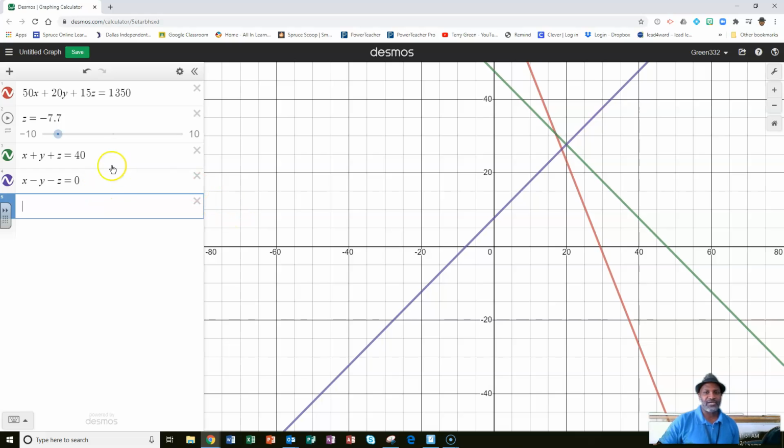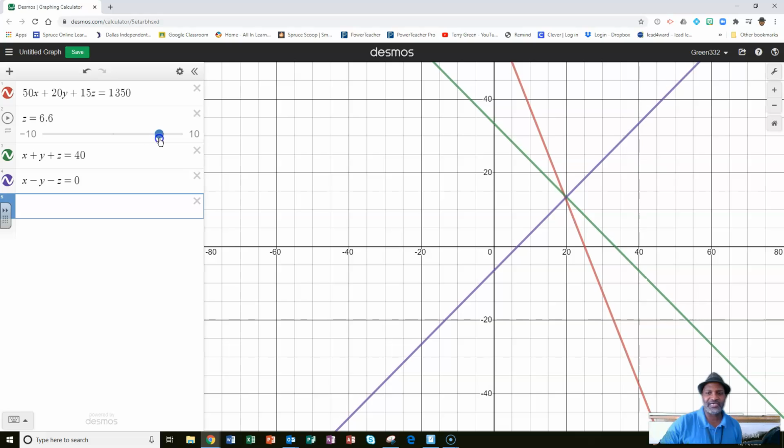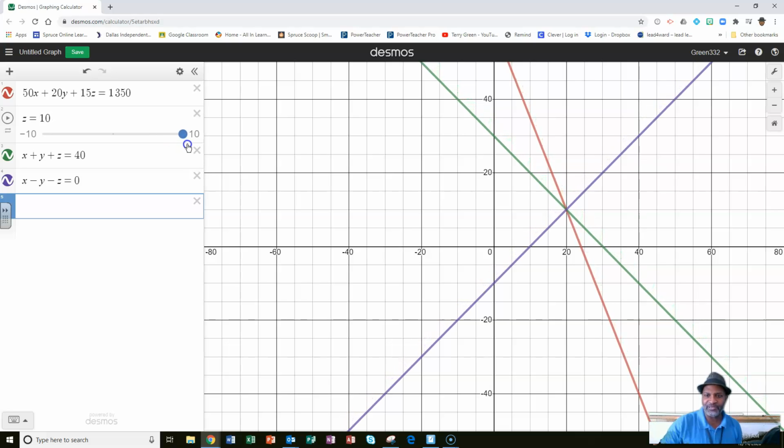So once you got that, you just adjust the slider until they coincide at a point. And they coincide right here. And so there's your 20, and then there's your 10. 20 being x, 10 being y, and what's z? z is 10, and that would be h. So that's how you solve it with Desmos.